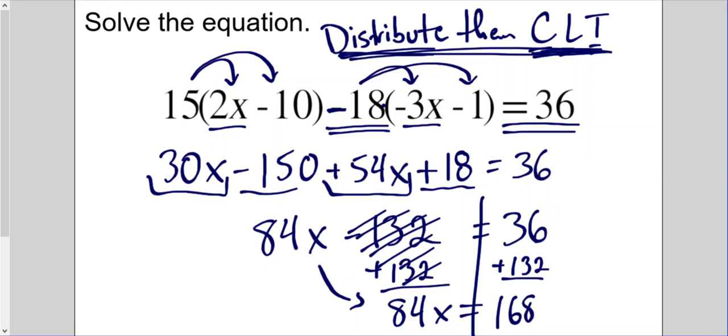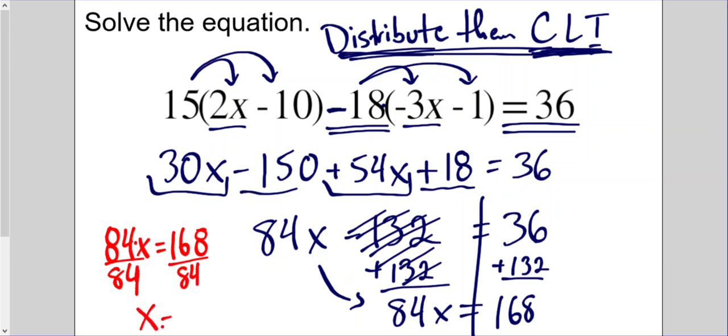I'm going to rewrite this just so I have a little bit more room. 84x equals 168. In my last step, I want to cancel out this 84 that's being multiplied by that x, so I'm going to divide by 84 on both sides. That gives me x equals positive 2.